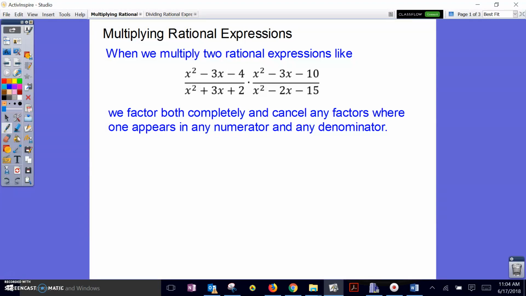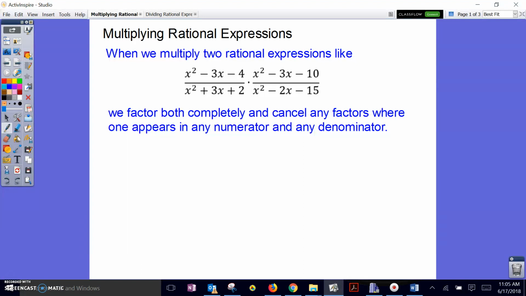Alright, in this video we're going to look at how we multiply rational expressions, and it's not very much different from simplifying. When we multiply two rational expressions, like the ones that you see here, what we're going to do is factor both of them completely, and then look for any factors where we have one that appears in one of the numerators and one that appears in one of the denominators, and we're going to cancel those out.